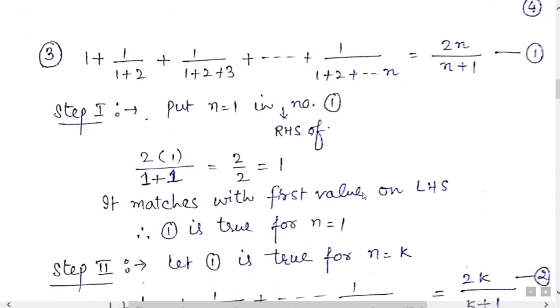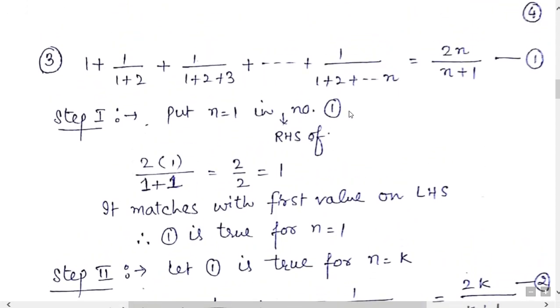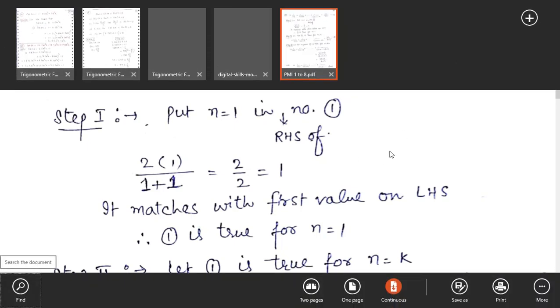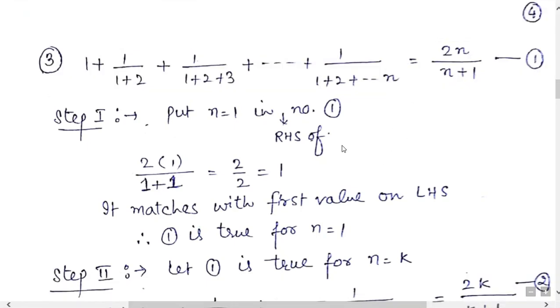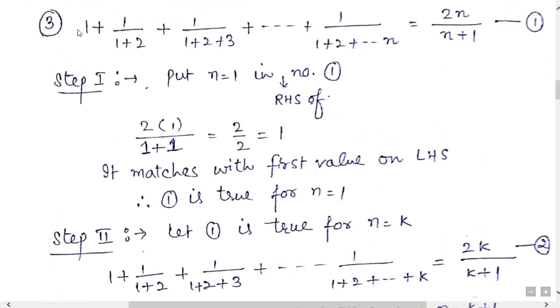Statements differ from each other, but the methodology is the same in all the questions. Check the statement: 1, 1 over 1 plus 2, 1 over 1 plus 2 plus 3, and similarly up to so on, equals 2n divided by n plus 1. Insert n is equal to 1. In the right hand side of number 1, 2 into 1 divided by 1 plus 1, it's 2 over 2. The answer is 1. It matches with the first value. The first value is 1. Therefore, number 1 is true for n is equal to 1.